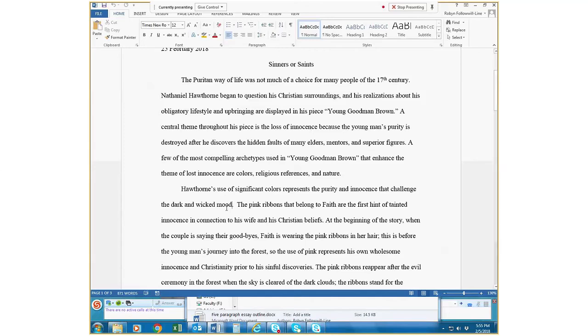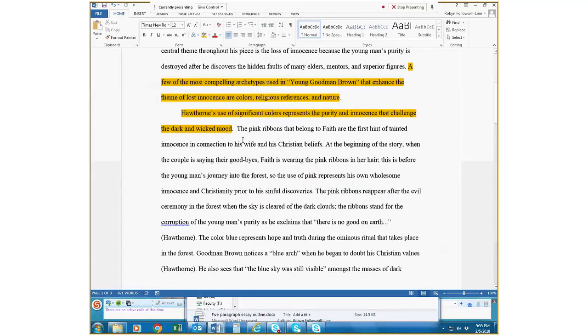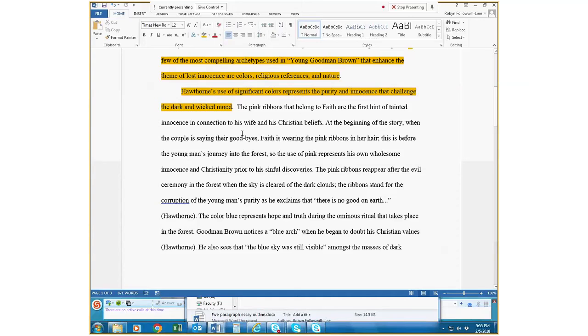And I'm going to go ahead and highlight that. If you got a highlighter or you can underline, you can go ahead and do that. But so here's our topic sentence. I'm going to go ahead and do our thesis too. Okay, so our first subtopic is the pink ribbons, is pink, okay? So the pink ribbons that belong to Faith are the first hint of tainted innocence in connection to his wife and his Christian beliefs.